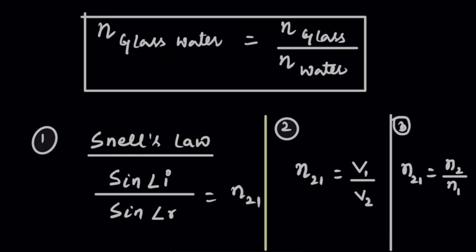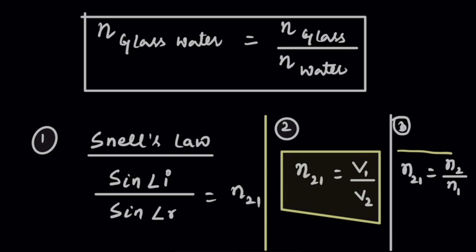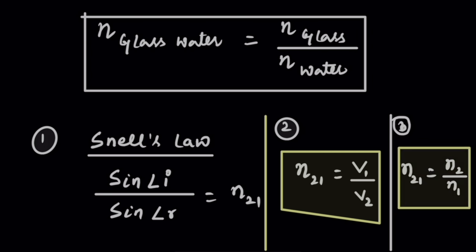Which formula we have to apply depends upon the question. If the speed of light is mentioned, then we use the second formula. If absolute refractive index is mentioned, then we use the third formula. If angle I and angle R are given, then we use the first formula, which is Snell's law. Now we will solve a few questions based on refractive index, so your concept will be clear.